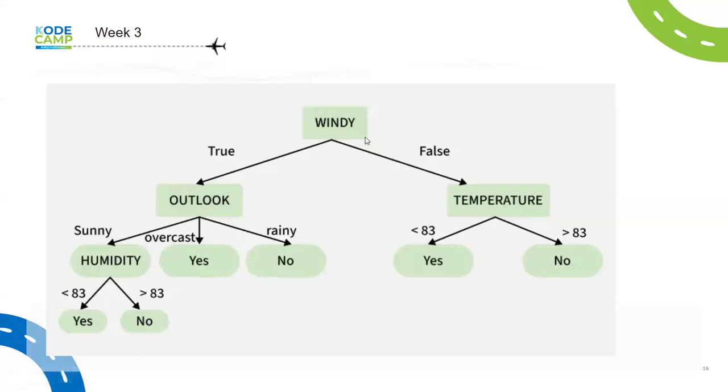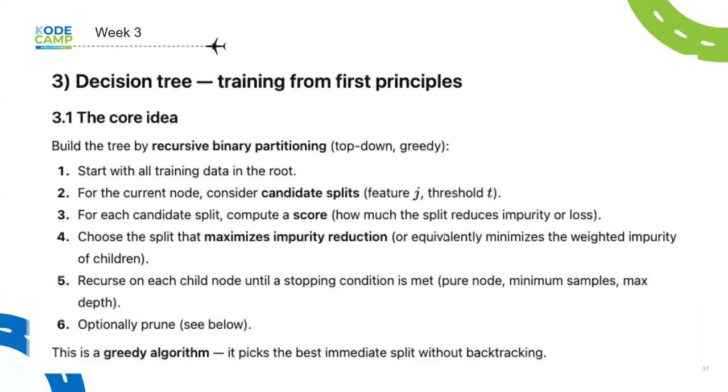On this other side, if wind is false, then the only thing I need to check is the temperature. Is the temperature above 83? If yes, then I can't go out, it will be too hot. Is it less than 83? Then yes, I can go out. So this is a very good decision tree for a should I go out today kind of prediction. This is just an example.